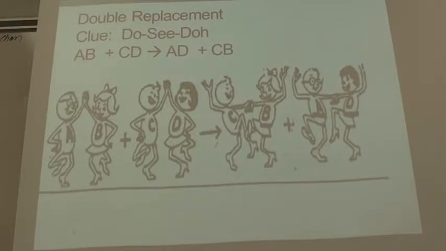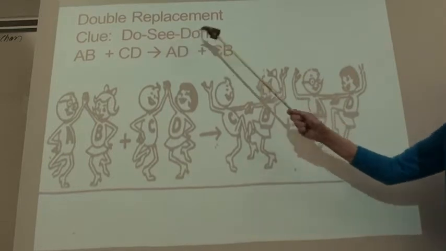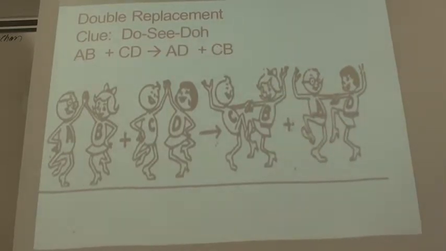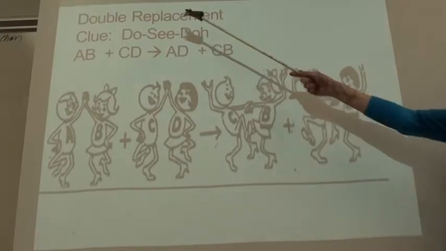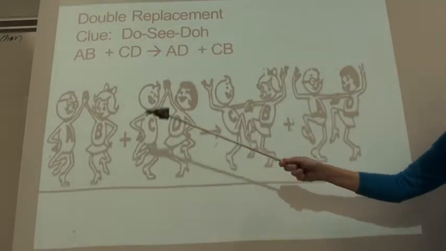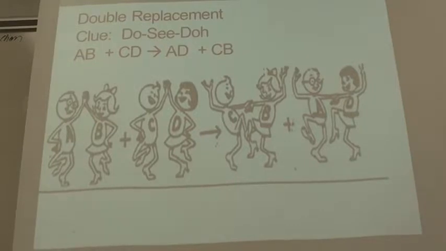Do you remember this in 3rd grade when you had to dance? You're in PE and you had to do the square partner dance. Swing your partner round and round, fling her to the ground. I don't remember what happens. But at the end, what did you have to do? You had to do-si-do. What does do-si-do mean? You have to switch partners. In a double replacement reaction, you have to switch partners.